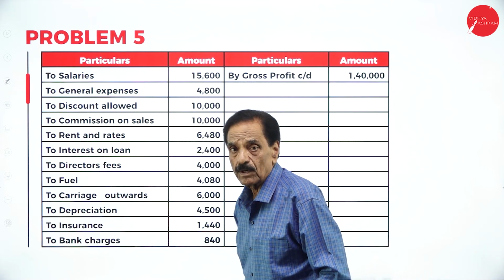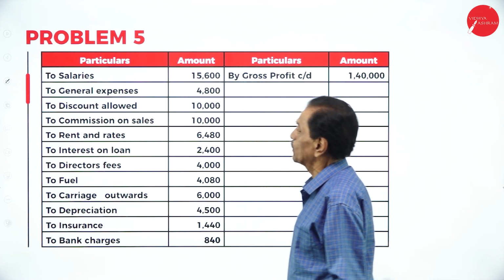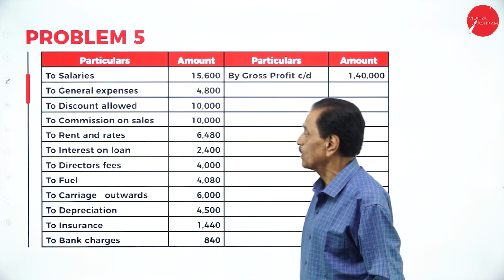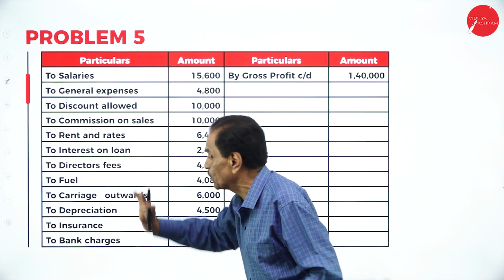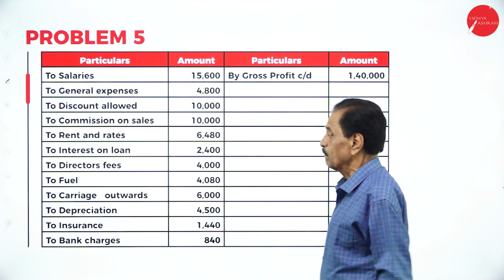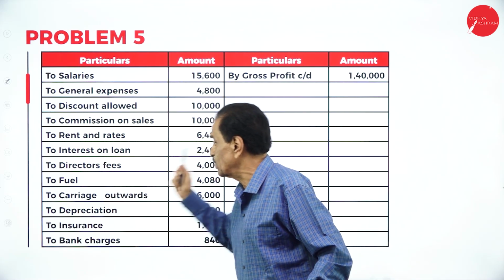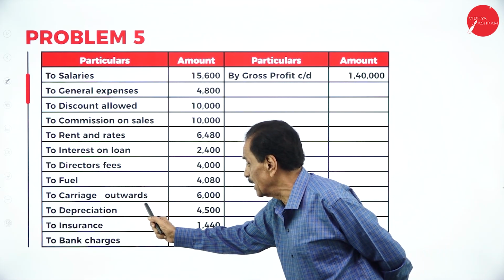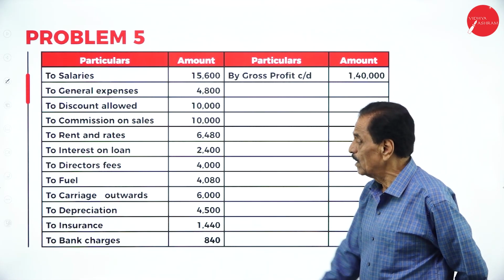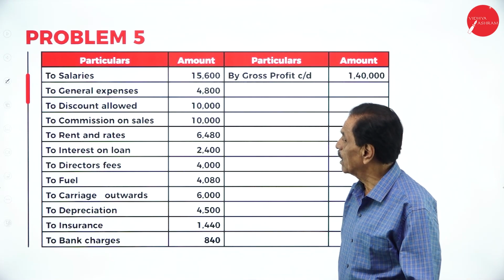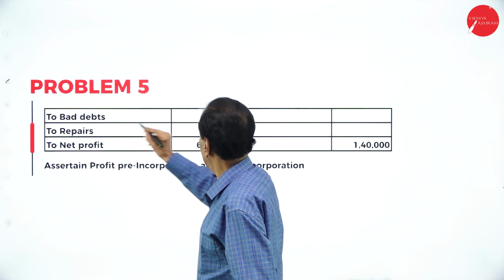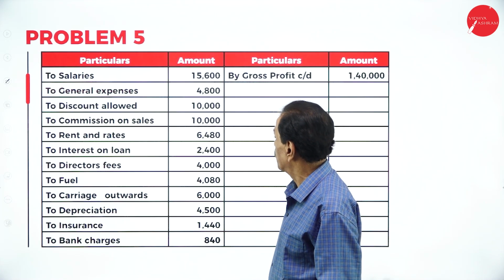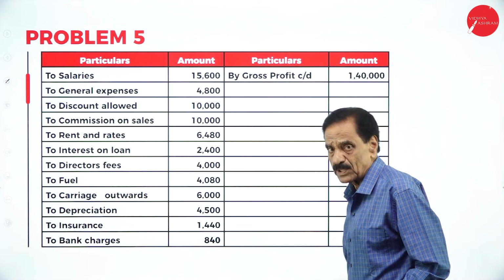So salary based on time ratio, general expense based on time ratio, discount allowed based on sale ratio, commission based on sale ratio, rent and rates based on time ratio, interest on loan based on time ratio, director's fees post-incorporation, fuel time ratio, carriage outward sales ratio, depreciation time ratio, insurance time ratio, bank charges time ratio, bad debt based on the sales ratio, repair time ratio, and net profit. Gross profit is based on sales ratio.